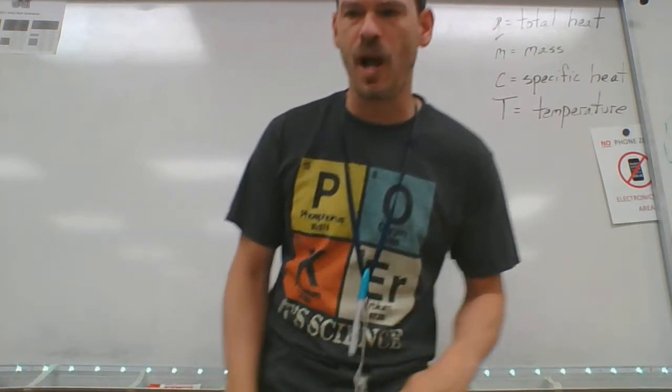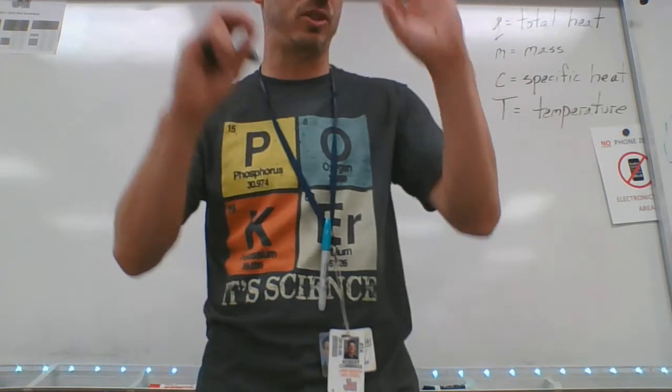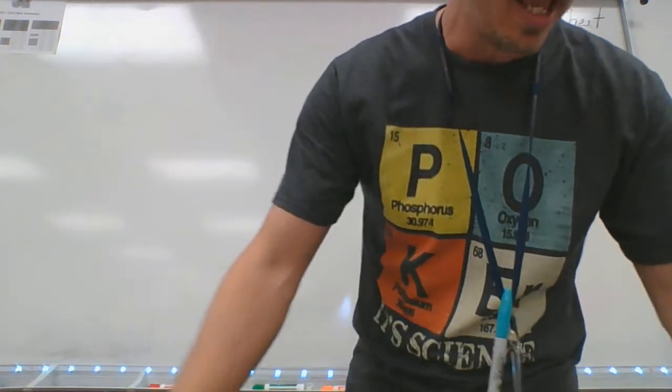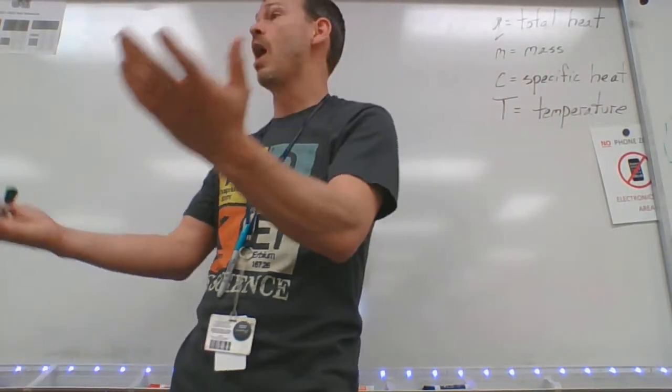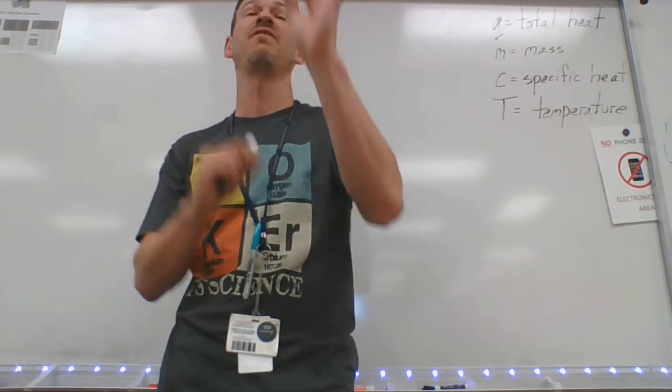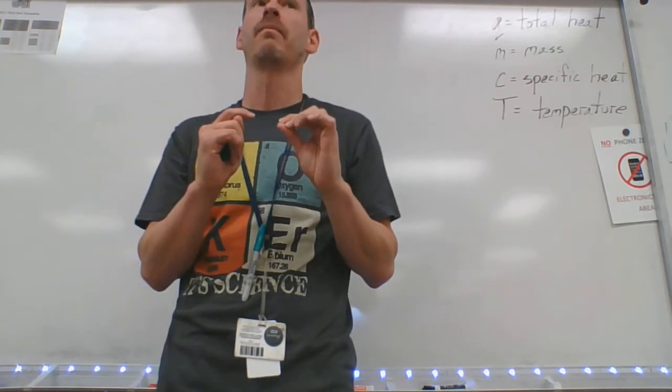All right, look at the next problem. Again, pretty simple, just a couple little twists on there. It says if 2.09 joules are required to change the temperature of 15 grams of mercury. Now, let's talk about mercury real quick. It's not water, so now we're going to expect the specific heat to not be 4.18.